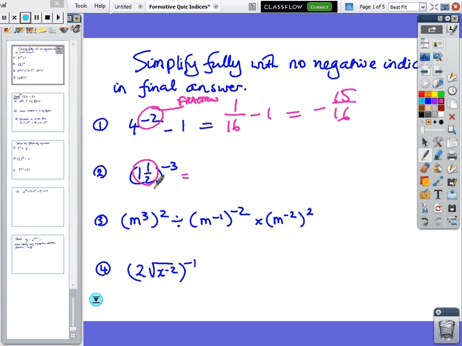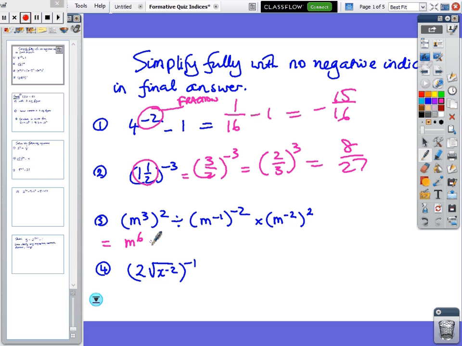Okay, so with this one here, we need to turn it into an improper fraction to the power of minus 3, and then we can turn the fraction upside down and turn it to a positive. So the answer is 8 over 27. Don't do decimals. Okay, next one we'll expand out.